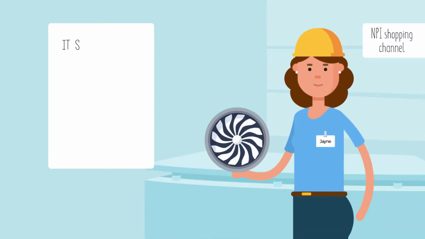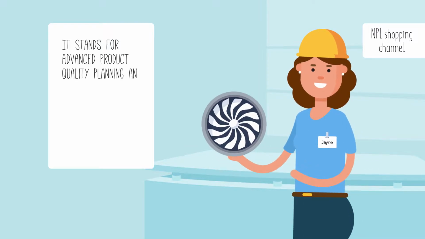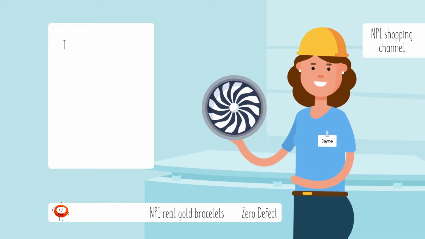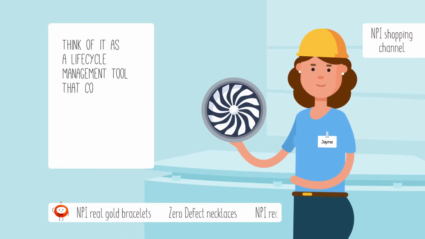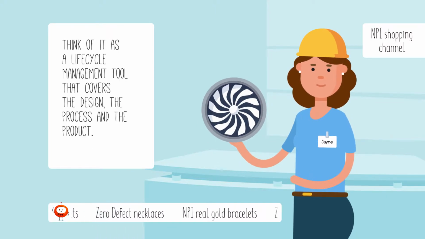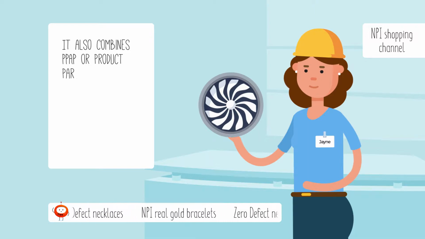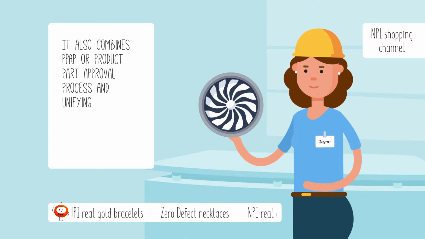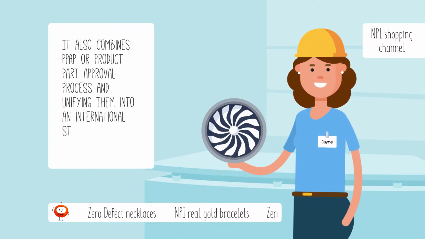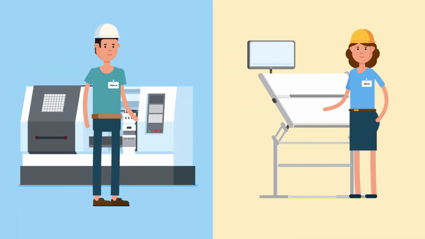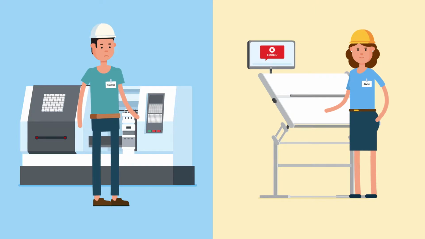APQP. Heard of it? It stands for Advanced Product Quality Planning and is essential when it comes to designing a new defect-free product. Think of it as a life cycle management tool that covers the design, the process, and the product. But wait, there's more. It also combines PPAP, or Product Part Approval Process, and unifying them into an international standard, AS9145. Phew! But why is it so important to have a defect-free product, especially for NPI?